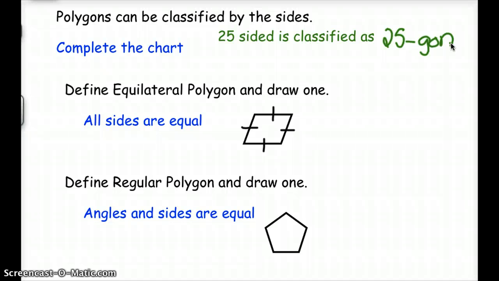The next thing you are asked to do is to find equilateral polygon and draw one. Equilateral means equal sides. So I have a polygon drawn with equal sides. You might have had something different drawn. Maybe you drew a triangle with equal sides. That's the equilateral triangle. Regular polygons have angles and sides that are equal. So not every equilateral polygon is regular. If you look at this picture up here, this angle here and that angle there are not equal. So this one is not regular.